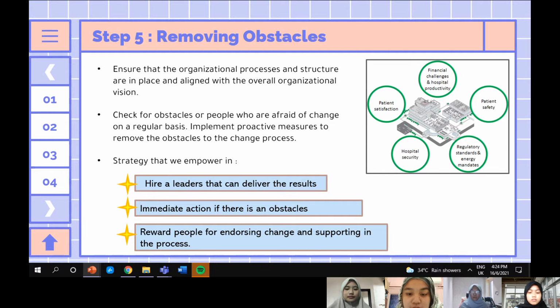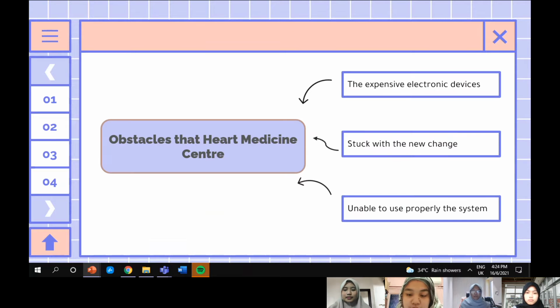The strategy that we can implement is to hire a leader that can deliver results and take immediate action if there is an obstacle, and reward people for endorsing change and supporting the process. So this is the obstacle that the heart medical center is going through.